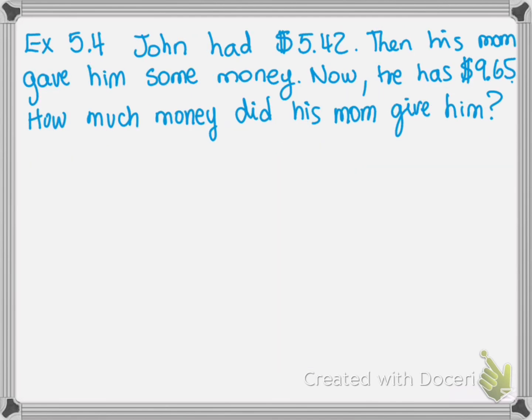All right, let's look at this next example. It says John had $5.42. Then his mom gave him some money. Now he has $9.65. How much money did his mom give him? Now again, he has some money. Then there is some money that is given that we don't know how much it is, but we do know how much he has now. Okay, so in this case, we have the total, and we have the first amount. So we have to subtract to see what the mom gave him.